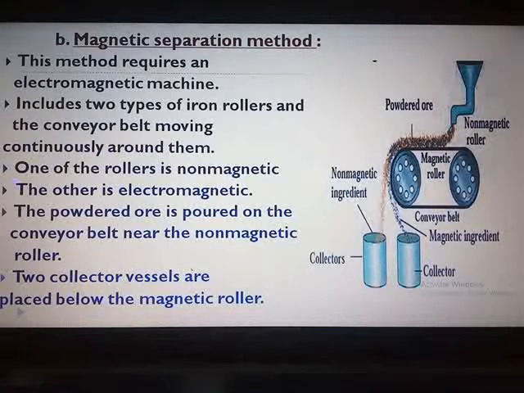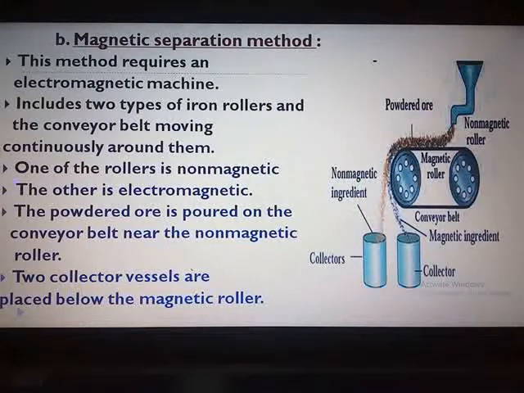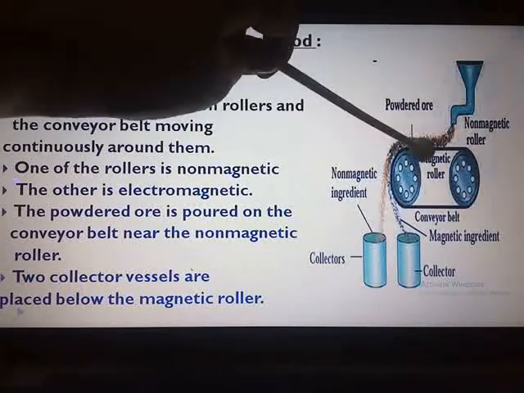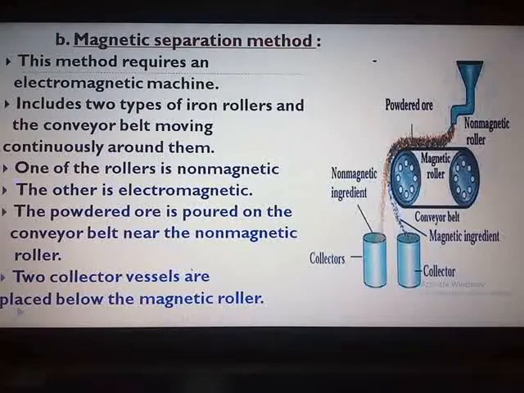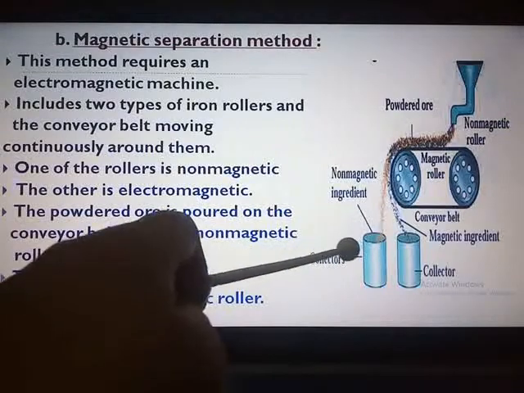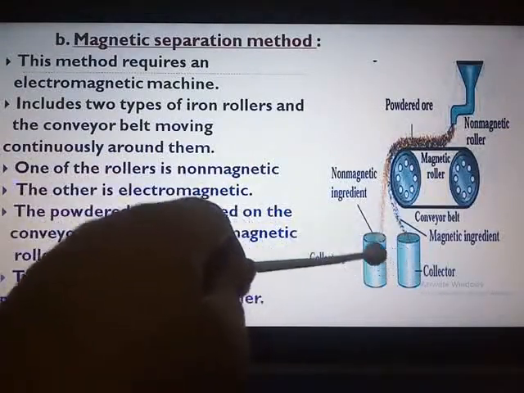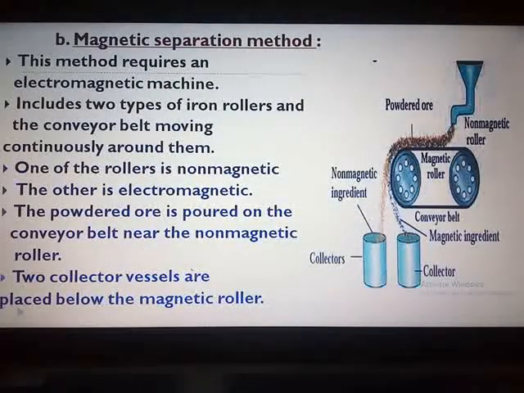How does this method work? Now the conveyor belt which is continuously moving around the rollers is made up of either leather or brass. Powdered ore is poured on the conveyor belt near the non-magnetic roller. This is the non-magnetic roller. From here the powdered ore is poured on the conveyor belt near the non-magnetic roller. Two collector vessels are placed below the magnetic roller. This is the magnetic roller and these two collector vessels are placed right below them.